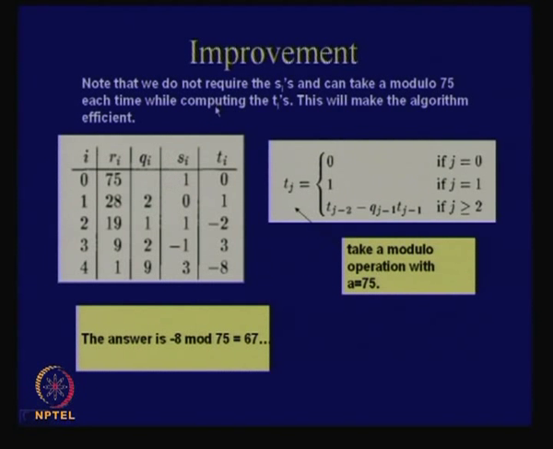So this is an improvement. Note that we do not require the sis and can take a modulo 75 each time while computing the tis. So this will make the algorithm more efficient. So therefore, I can do without computing this column, and the answer I will still get is minus 8. So therefore, minus 8 mod 75 means 67, right.